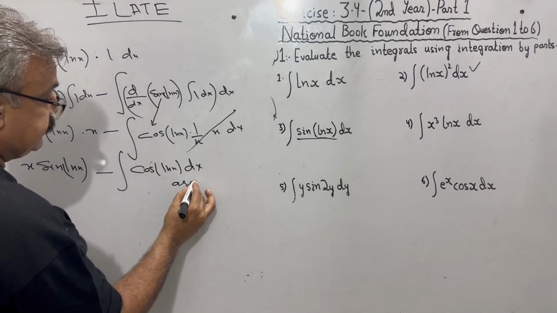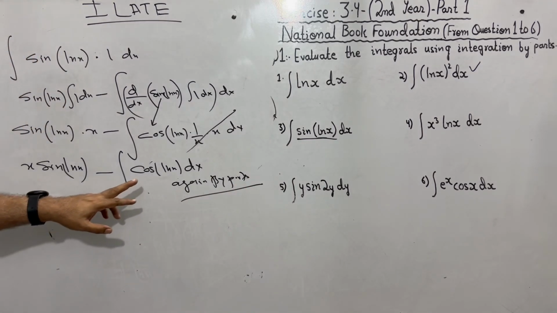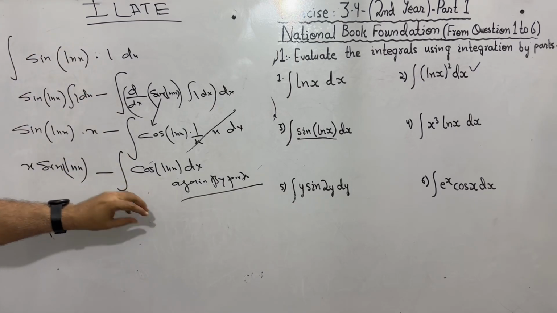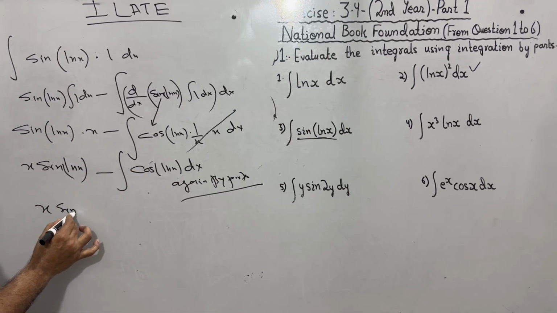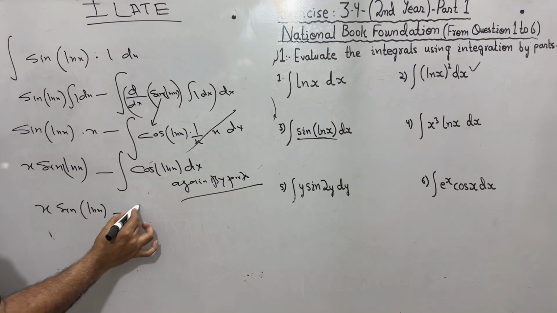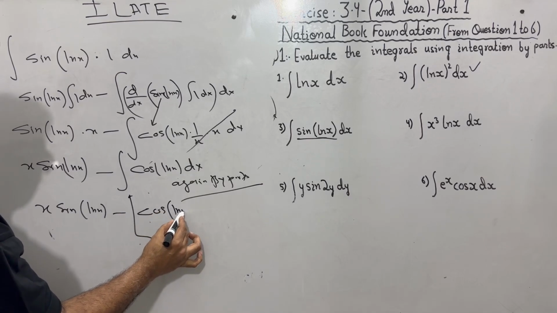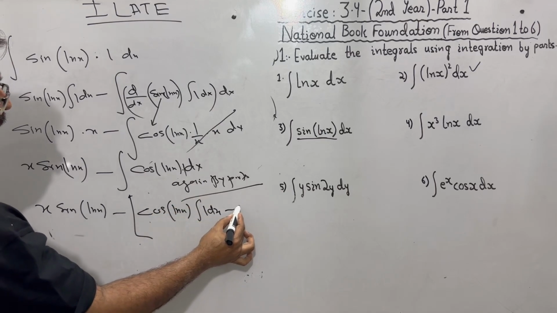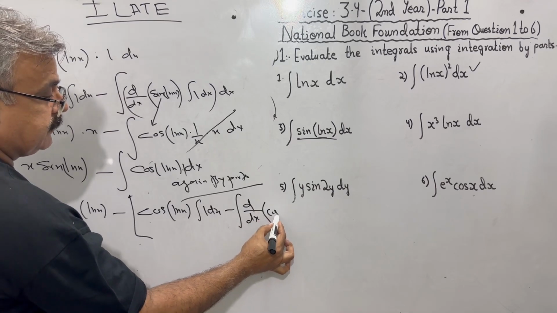Again by parts here, because ln is still present. Whether or not it is an argument, it's okay. At the commencement, we started with sine ln x. We apply by parts. Instead of sine, now we have cos. Again, we have to apply by parts. So x sine ln x minus, by parts again: first same, integration of second, that's obviously 1 dx, minus whole integral of differentiation of first, differentiation of cos ln x.